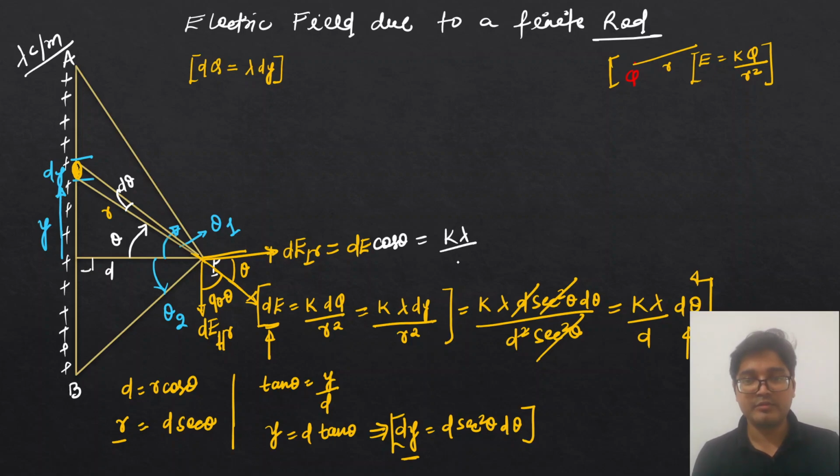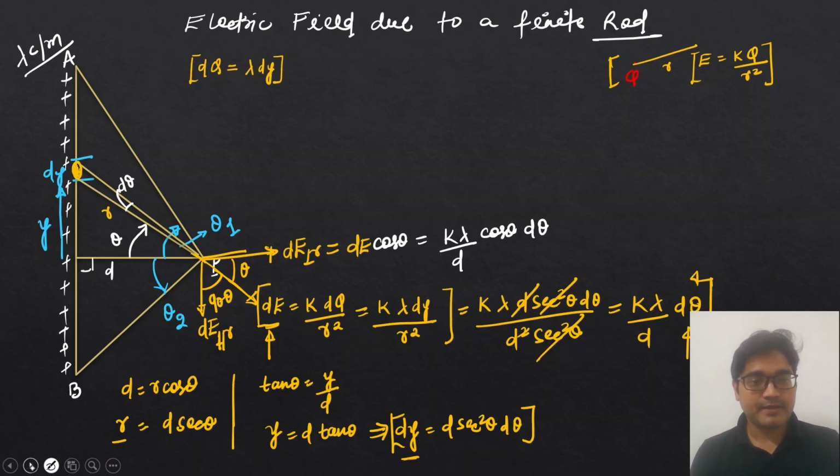Now put the value of dE, which is k lambda by d into d theta. So it will become cos theta into d theta. So this is the perpendicular component of dE. Now I can integrate it because the direction is fixed. Upon integration, it will give you the perpendicular component, because due to all the differential elements dq, the perpendicular electric field will be in the same direction, so they can be easily added, and hence easily integrated.